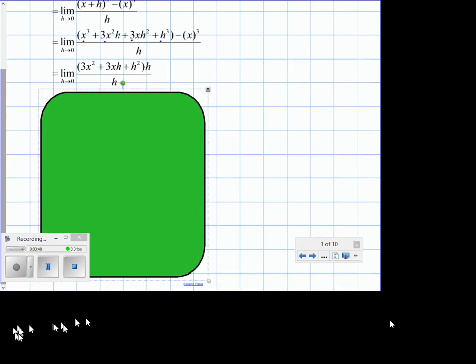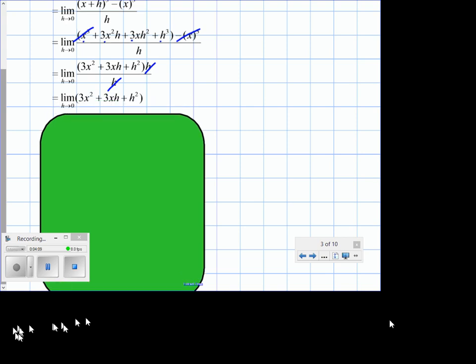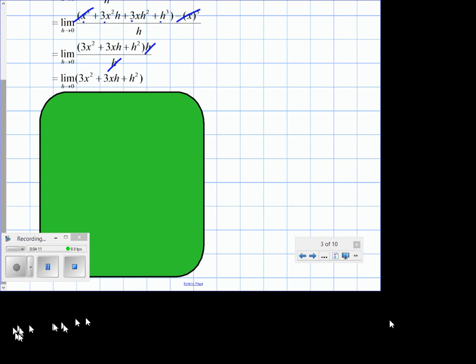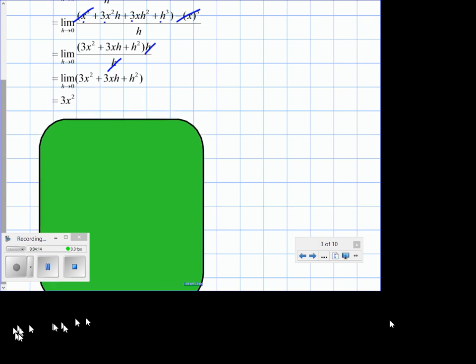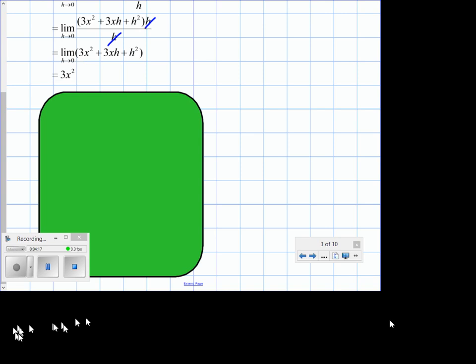So as you can see, the x cubes cancel out. And we distributed, we just took the minus, we factored out the h, which we see cancels out. And when we do, we get the limit as h approaches 0, which gives us 3x squared. So what we're seeing here is if f of x is equal to x cubed, its derivative is 3x squared.